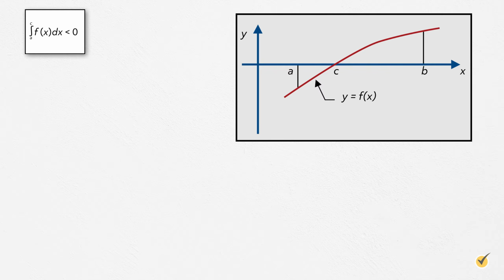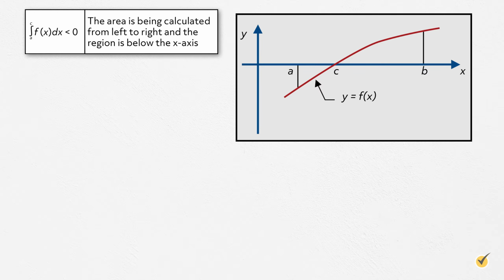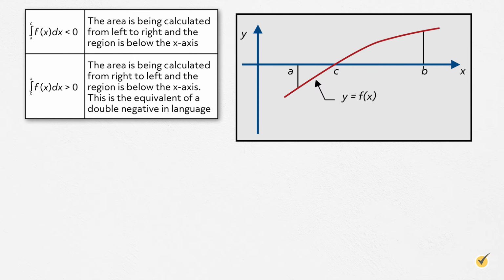The integral from a to c of f of x dx is less than 0. The area is being calculated from left to right, and the region is below the x-axis. The integral from c to a of f of x dx is greater than 0. The area is being calculated from right to left, and the region is below the x-axis. This is the equivalent of a double negative in language.